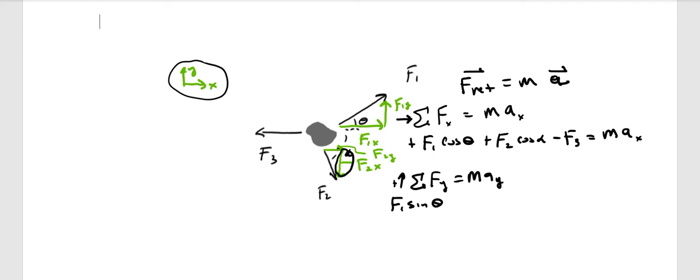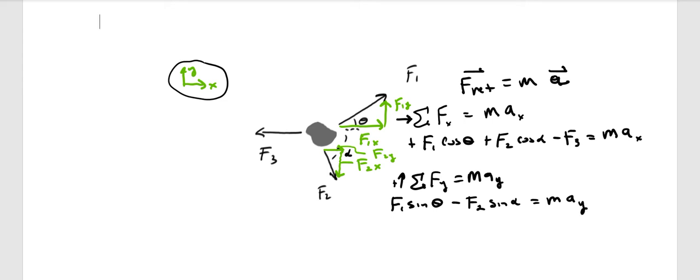This one right here is opposite the angle alpha, and it's down, so minus F2 sine alpha. This third vector here does not have a y component. If you want to put 0, that's fine. I'll just leave it blank. So equals mass times acceleration in the y direction.